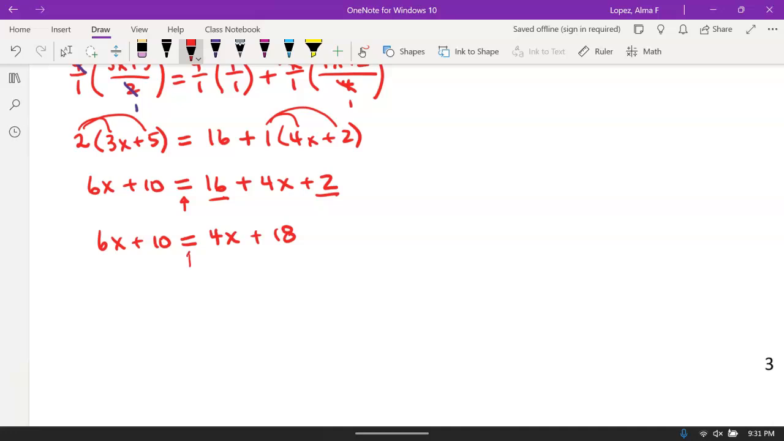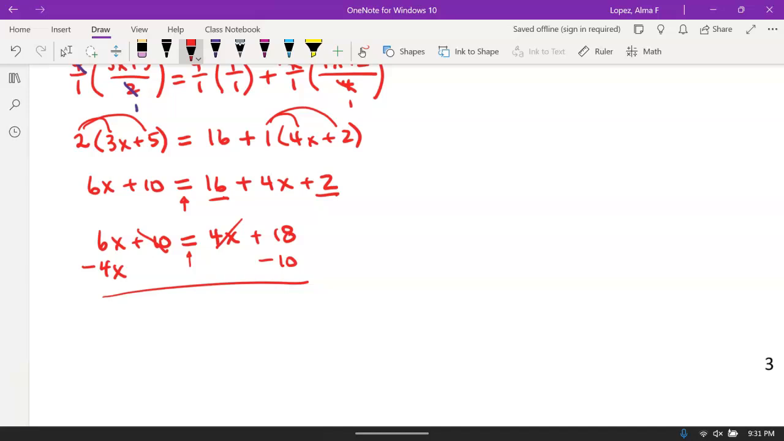I want all the x's on the left-hand side of the equal, so this 4x is going to be moved over and becomes a negative 4x. This 10 needs to be on the right. It gets moved over, but when it crosses the equal sign, it becomes a negative 10.